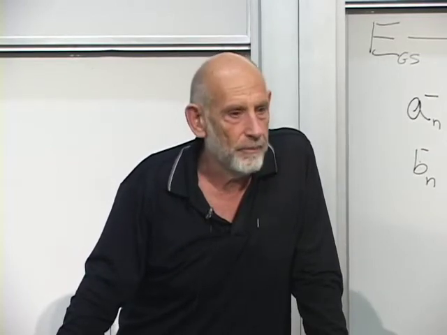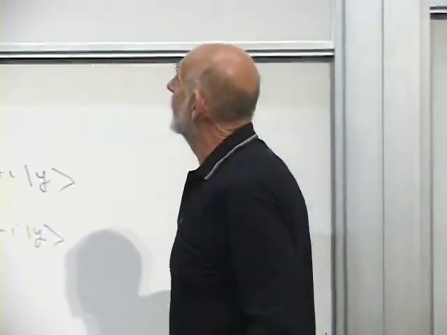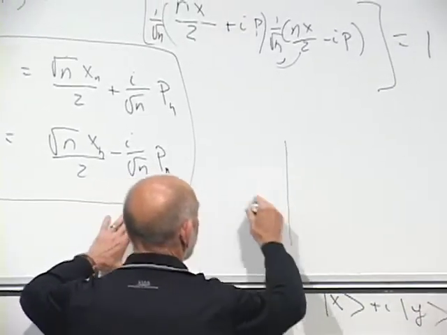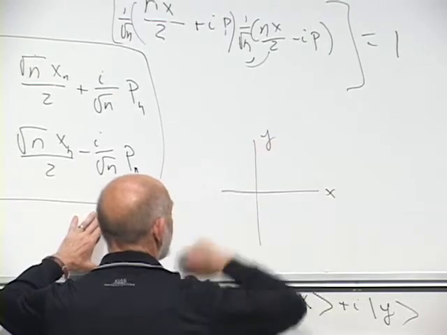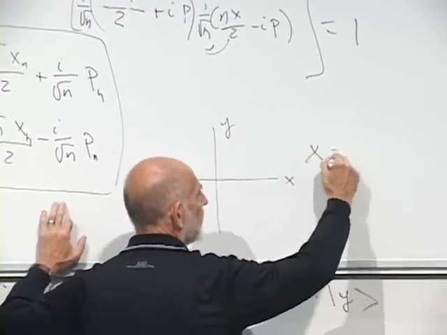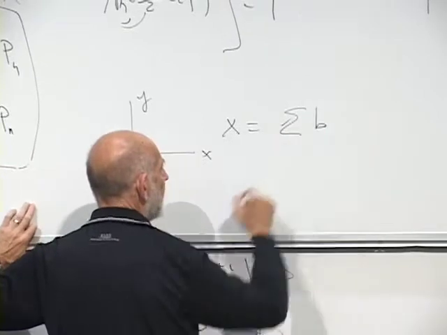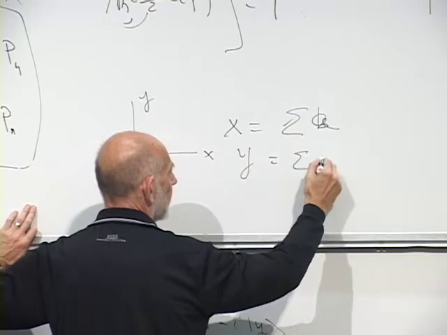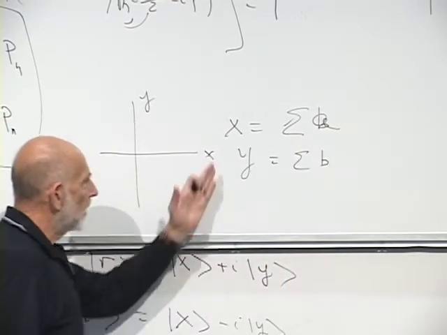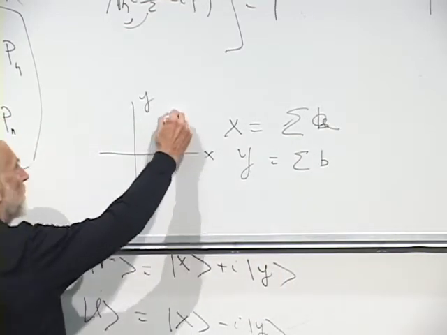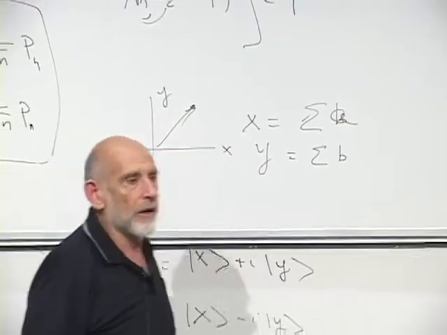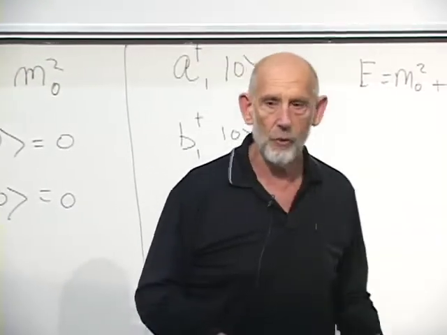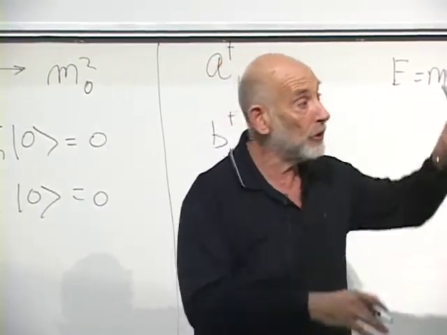Well, you ask where they came from. They came from x and y. We wrote that x was some sum involving a's, and y was some sum involving b's. What are x and y? X and y are components of a vector. That's what they are. They're components of a position vector. They transform like the components of a two-dimensional vector.